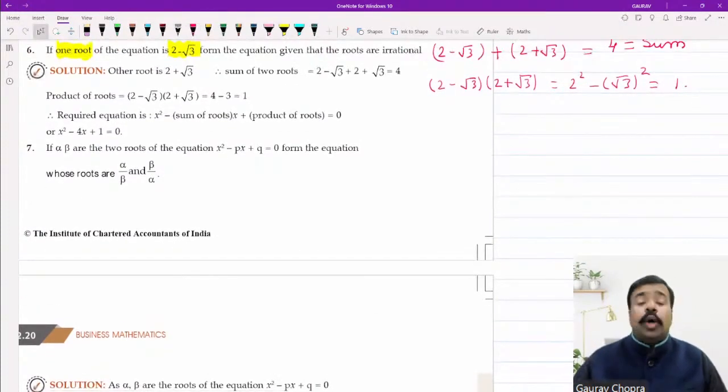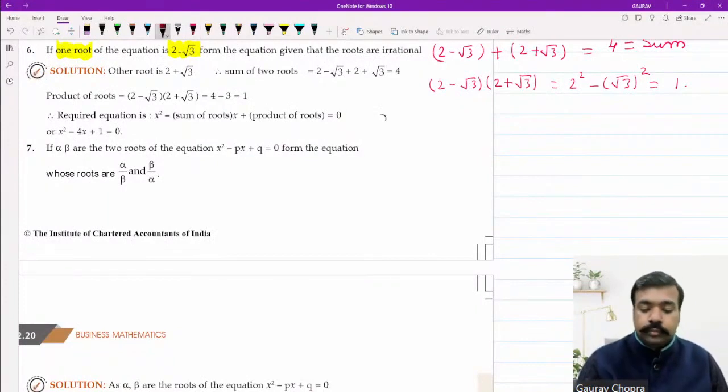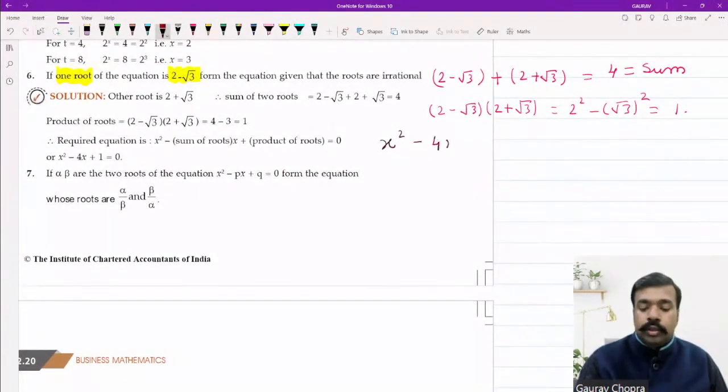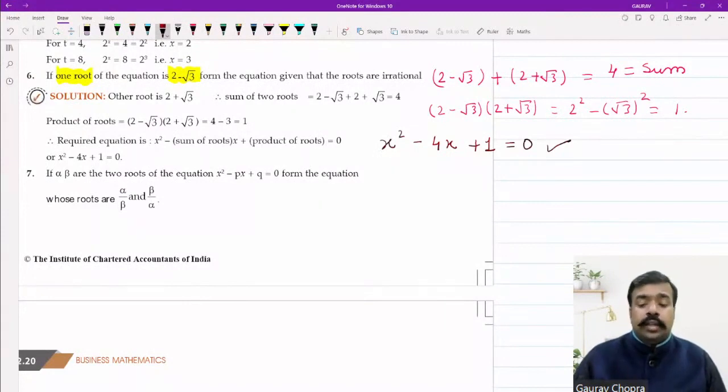So now we have got the sum as well as the product. Now we can form the equation. So the equation is x square minus sum, the sum is 4, with x, and then plus the product, that is 1, and then equal to 0. So x square minus 4x plus 1 is equal to 0. So this is basically the equation.